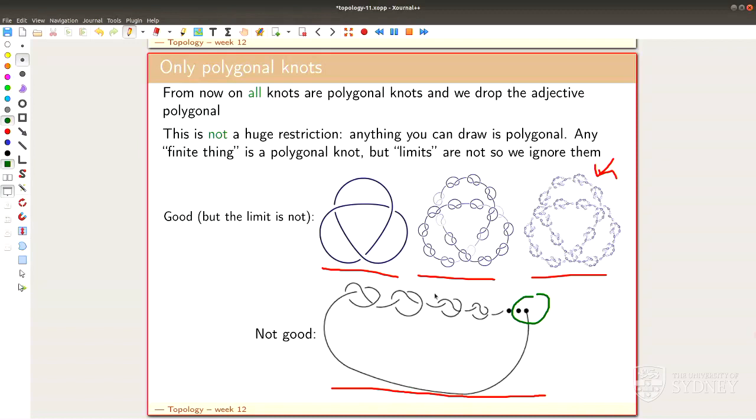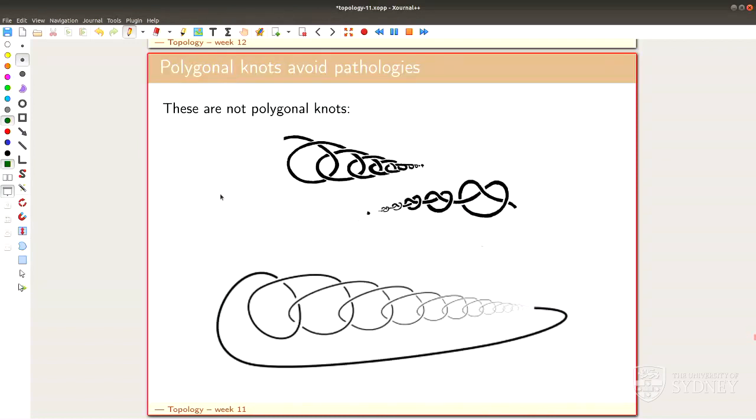And again, I'll show you some more pictures. So not good. Those things are a knot that knots itself infinitely many times and then converges to a point, all those funny things. And you can imagine even worse pictures, or more beautiful pictures, whatever you want to call it. And the point why we kicked them out is really they need a different theory. So you can't treat those objects using combinatorics only.